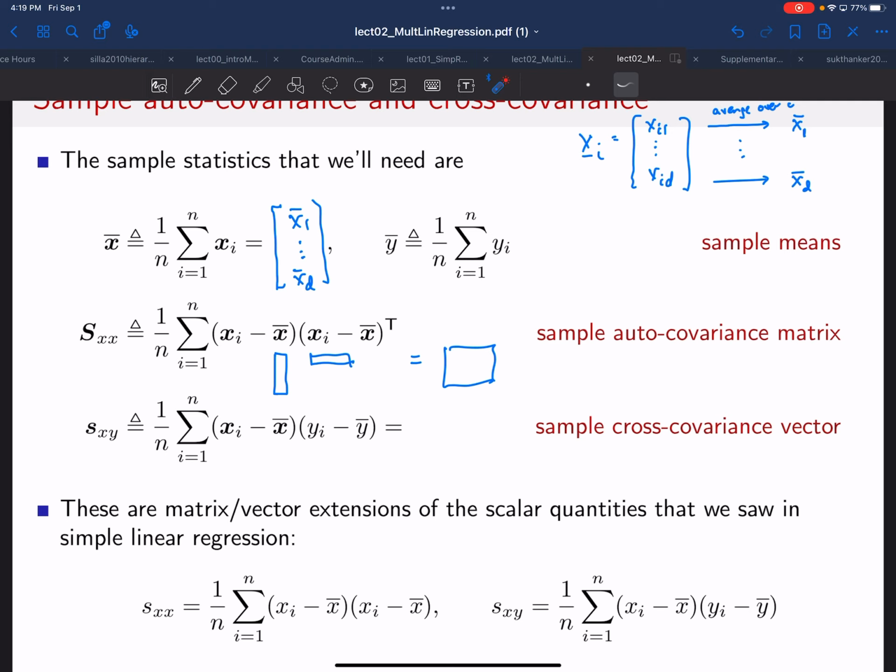Then we also have the sample cross-covariance vector, and that's a vector because the first element in this multiplication is a vector, but the second one is a scalar. When you multiply a vector times a scalar, you just get that vector again. So this is the cross-covariance vector.